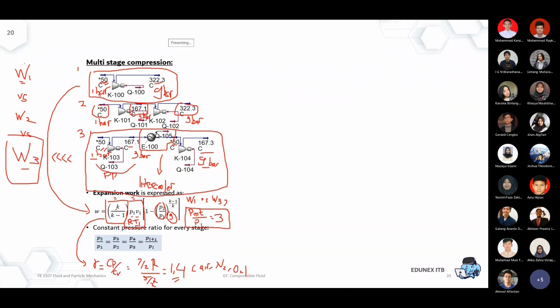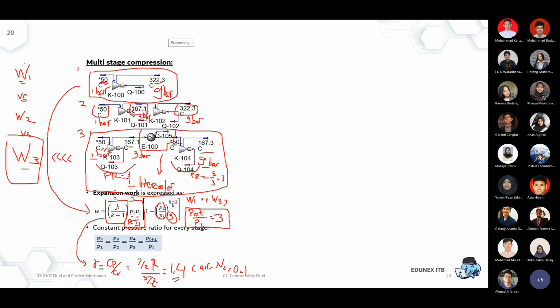Okay, the pressure ratio is 3 per 1, and then over here the pressure ratio is again 3. Okay, so it's not 1 to 5 and then 5 to 9. Okay, it's 9 per 3, which is 3.